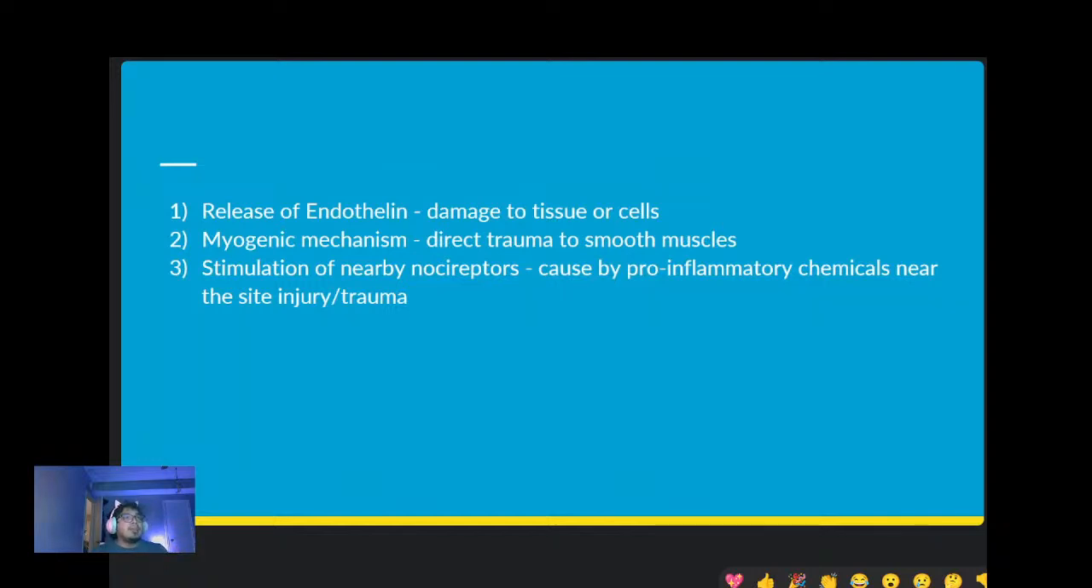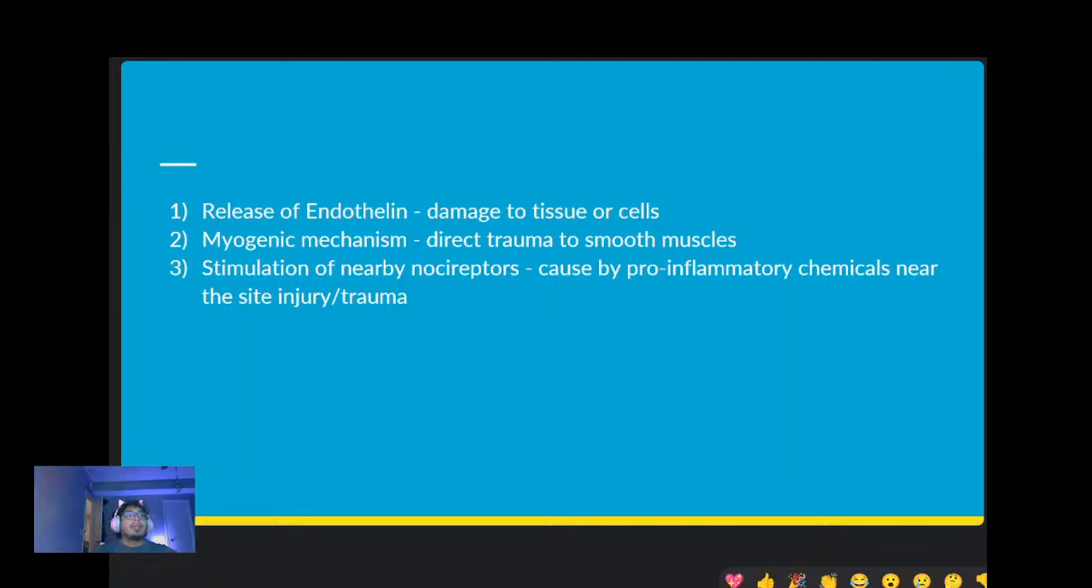After endothelin is released, there would be what you call a myogenic mechanism. The myogenic mechanism is a response to trauma, resulting in smooth muscles contracting, allowing blood flow to decrease at a certain area. So that bleeding stops. And the stimulation of nociceptors is important because of the pro-inflammatory chemicals at the site of trauma. Nociceptors are pain receptors.